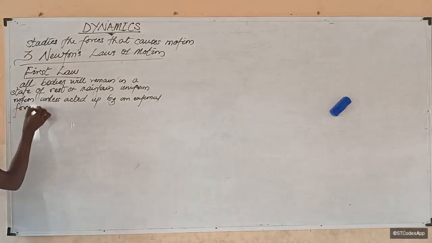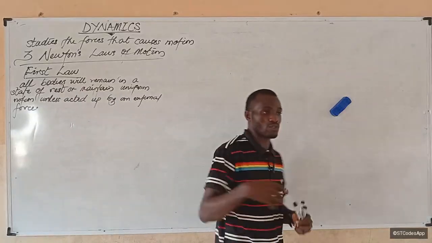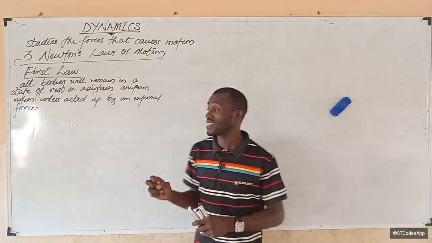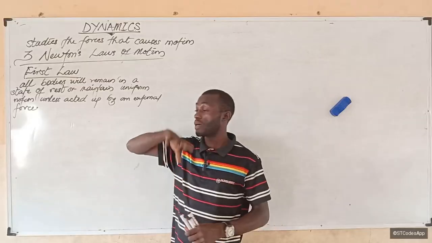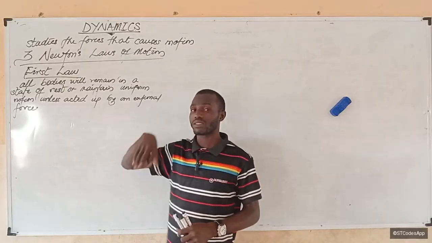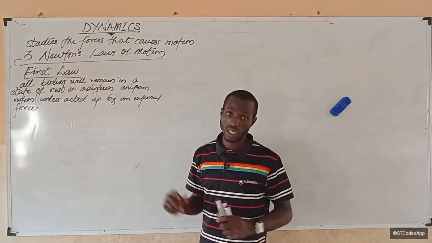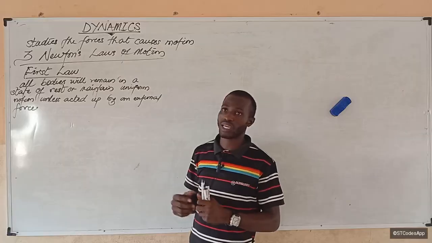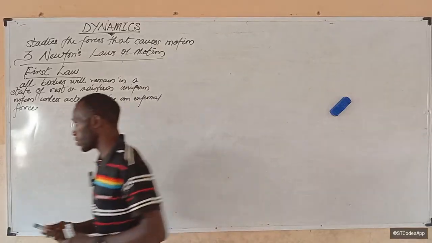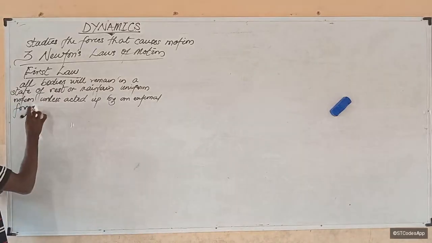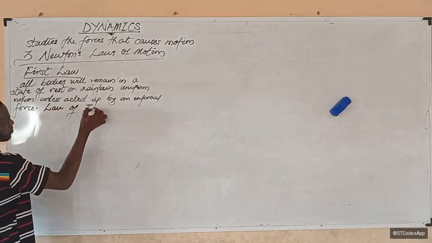Okay? Now, others will state this law this way, that a body will keep doing what it's doing unless a force causes it to change. So the summary of what the first law is saying is that it takes a force to cause a change. It takes a force to cause a change. So that is the summary of what this is saying. And this law is also called the law of inertia.